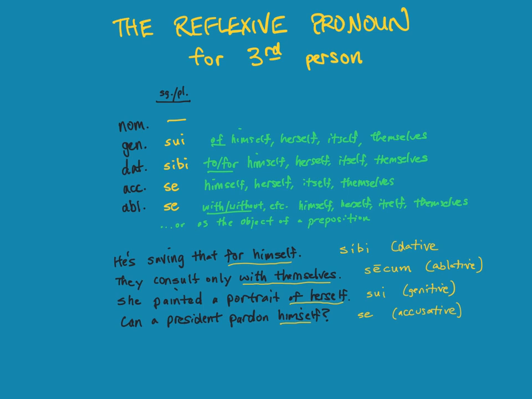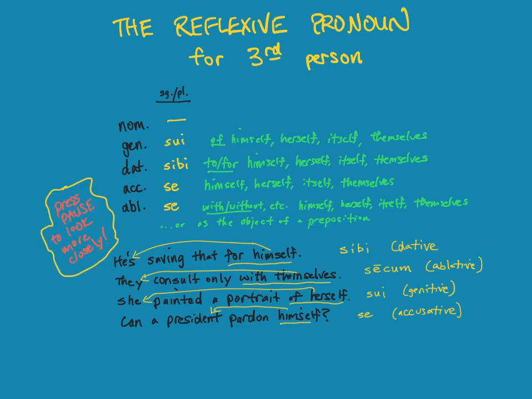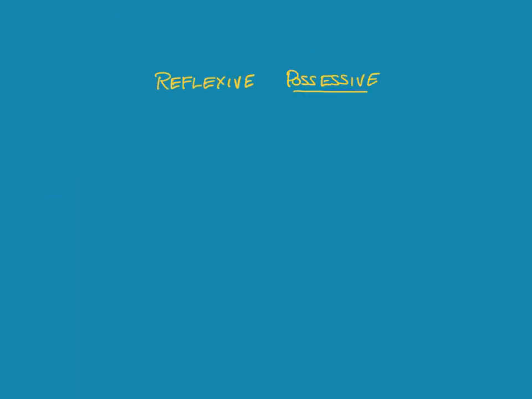Notice that in each of these examples, the reflexive pronoun refers back to the subject of the sentence. If you understand that concept, you're ready to move on to the reflexive possessive. Let's look at an example. Which word in this sentence is referring back to the subject? It's the possessive, his. His own makes it really clear that it's reflexive.